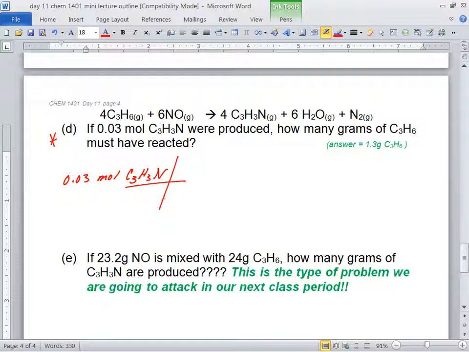Yeah, exactly. So you jump right into mole bridge. So you just do that. And then you need a molar mass step because they want grams at the end, right? Grams.